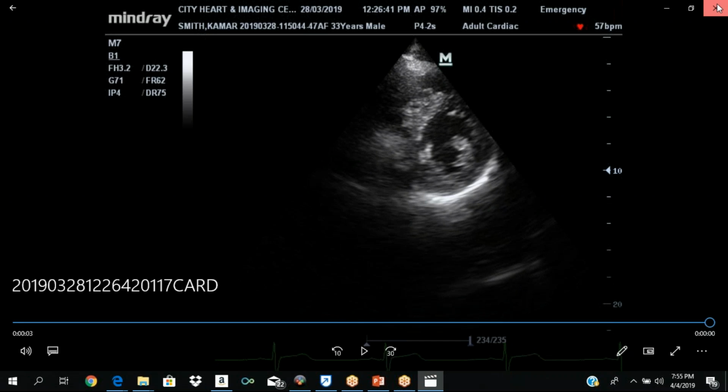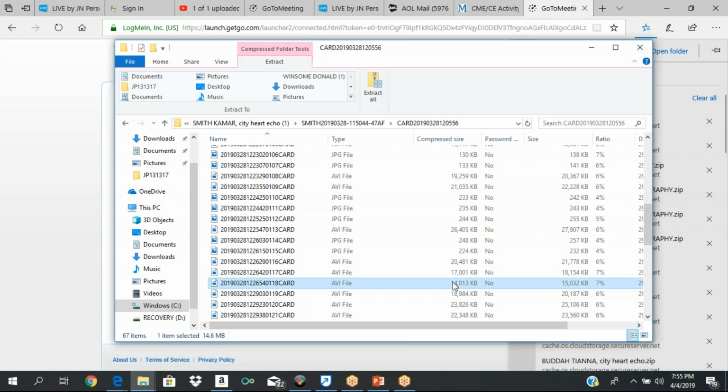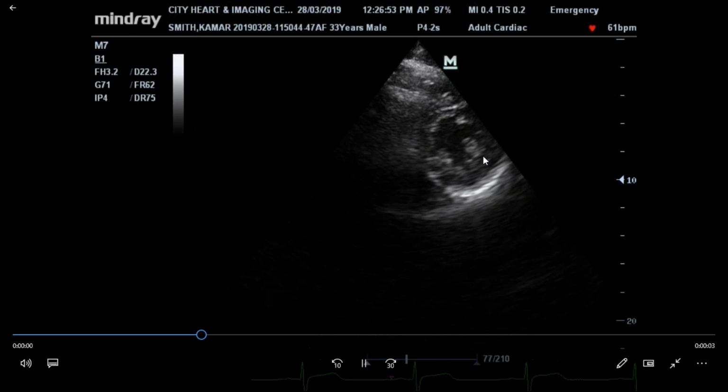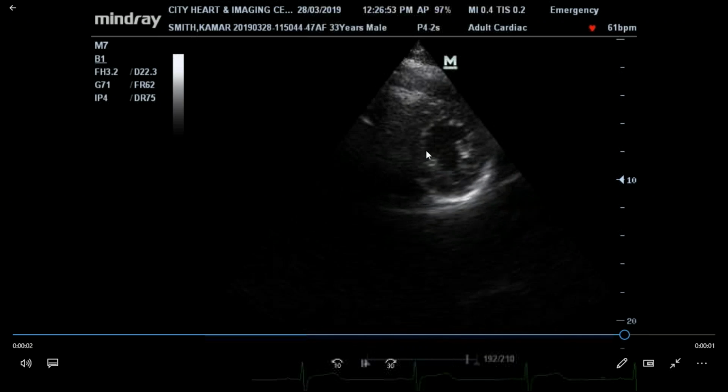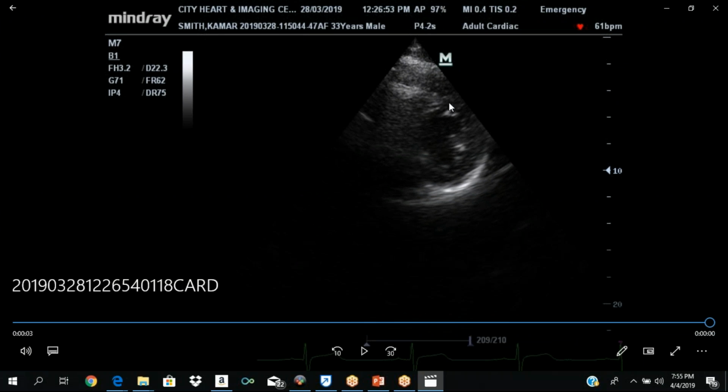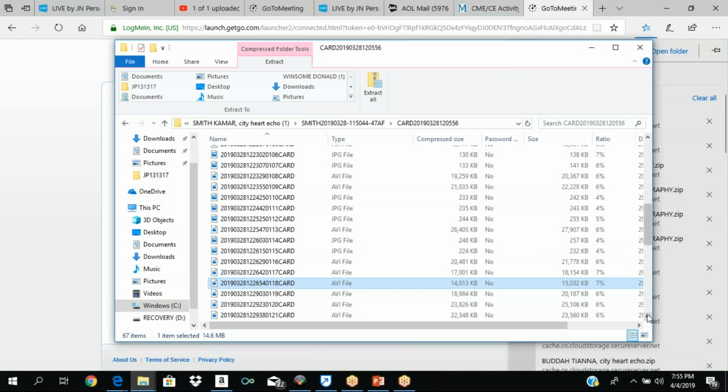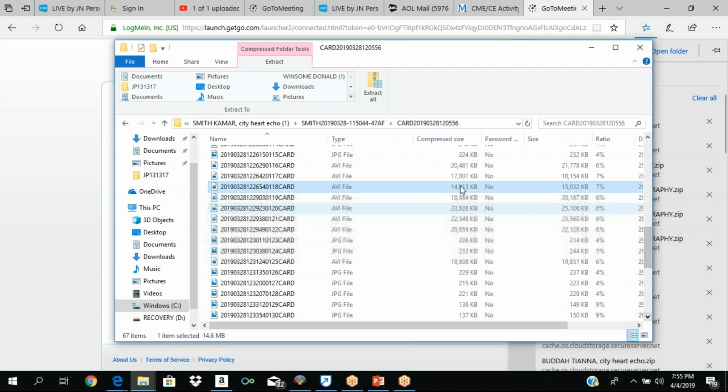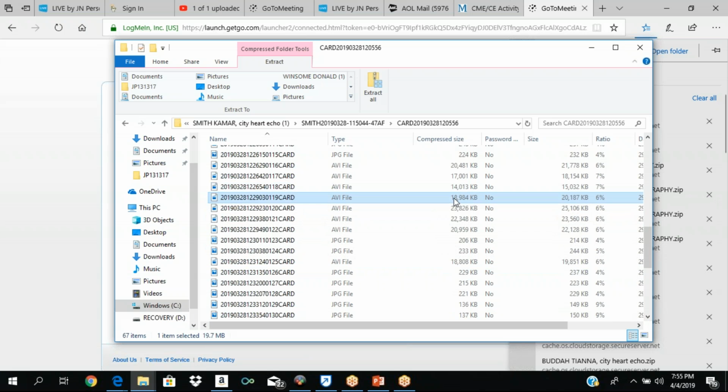Okay. And then to get the apex, you move the angle of the transducer further upwards. So you're moving the angle of the transducer even further upwards to get the apex. And this is the apex, or close to the apex. Anterior wall, inferior wall, lateral wall, septum. So those are the short axis views.